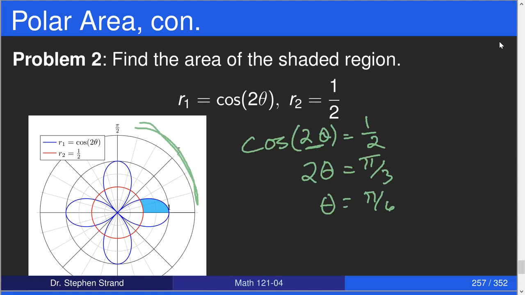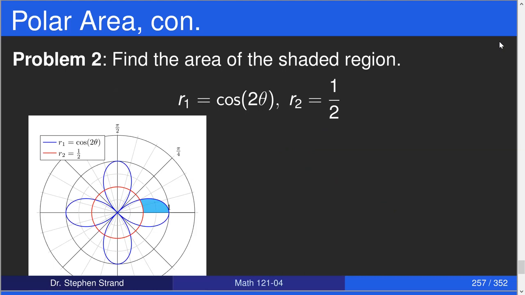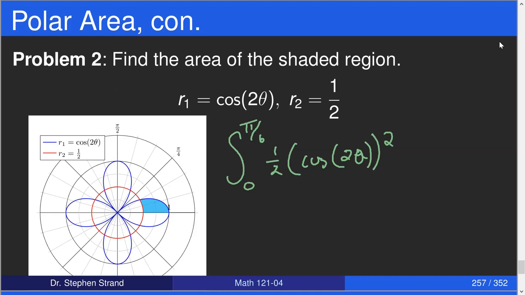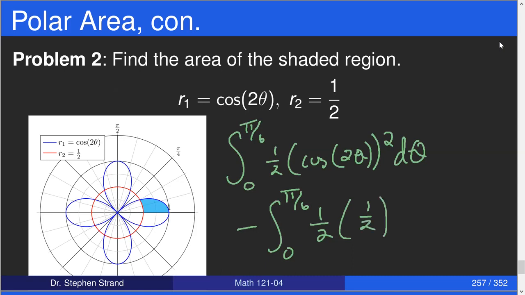So what we're going to do now is integrate. We're going to think of this as a difference of two areas. We're going to integrate from 0 to pi over 6, and we're going to take the outer area, which is going to be 1/2 times cosine of 2 theta, squared, times d theta, and then from that we're going to subtract, again over the same range, the area between the circle and the origin. So we're going to take 1/2 times 1/2, which is the radius of the circle, squared, times d theta. And that's the area of the shaded region.